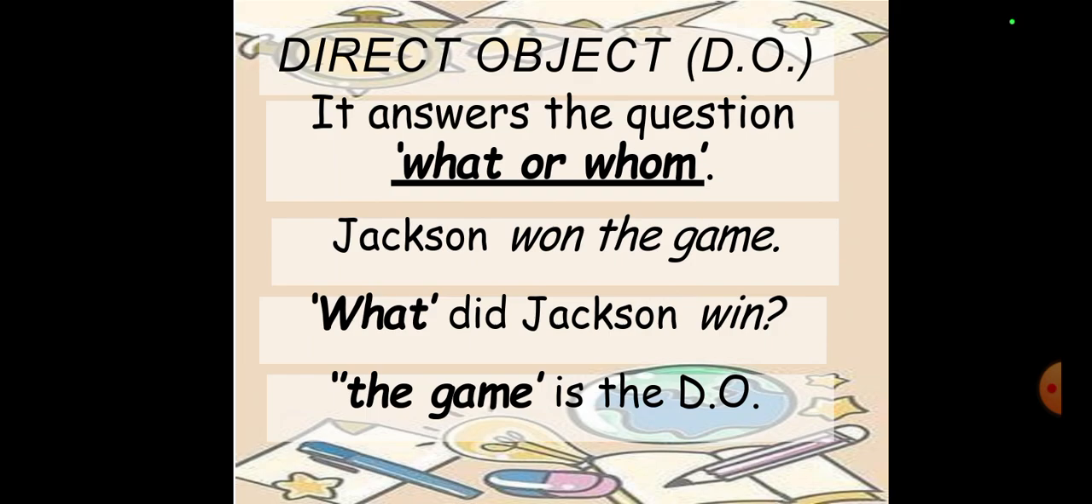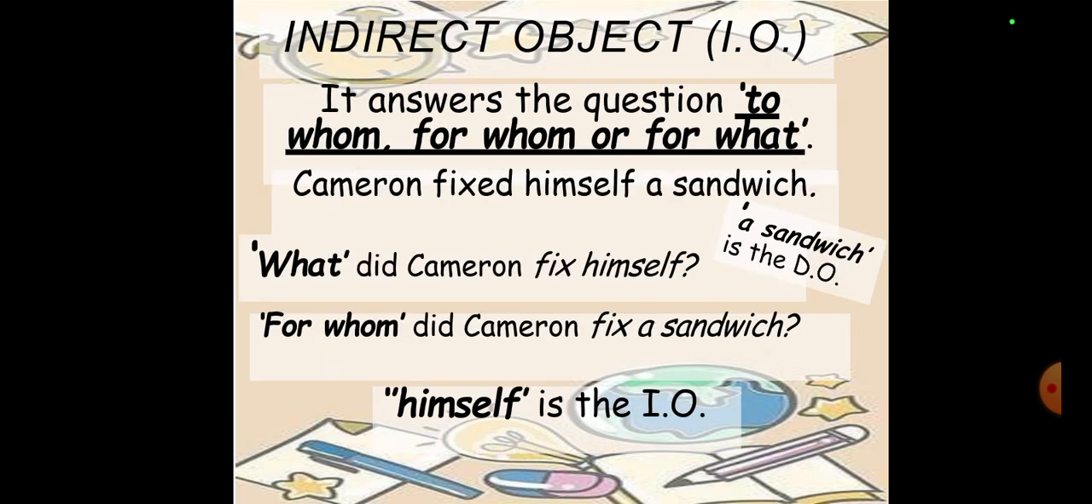On what thing did Jackson act? He performed an action on the game. What did Jackson win? The game. That's why the game is the direct object. Indirect objects are things that answer the question to whom, for whom, or for what. Whenever we're discussing to whom or for whom, we're talking about something indirectly.